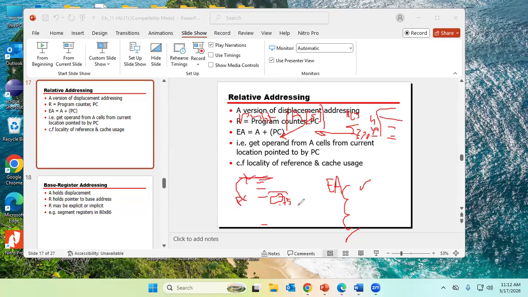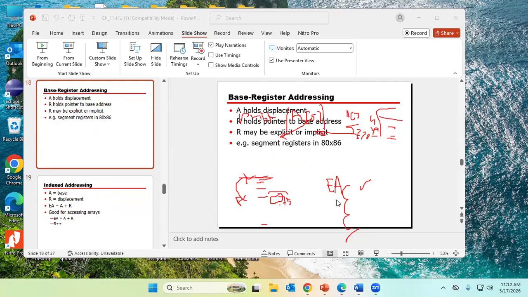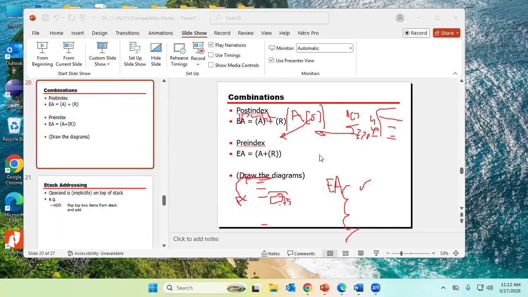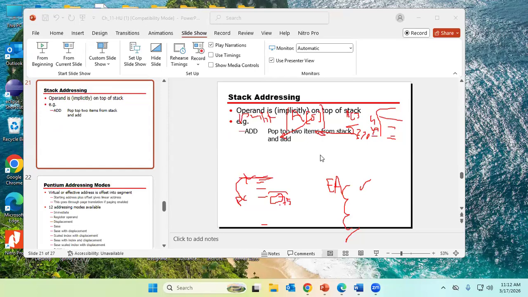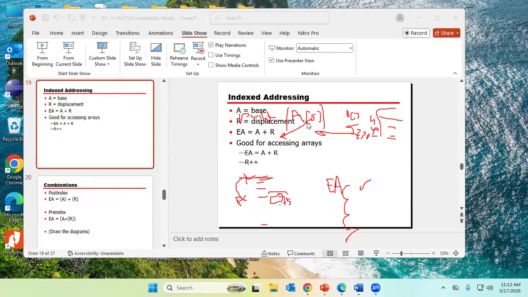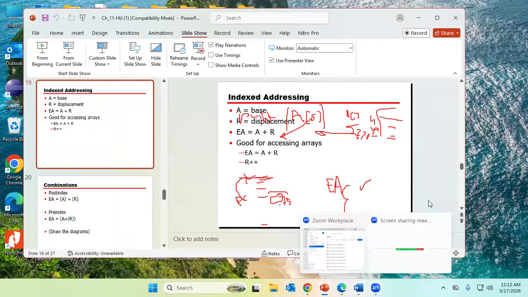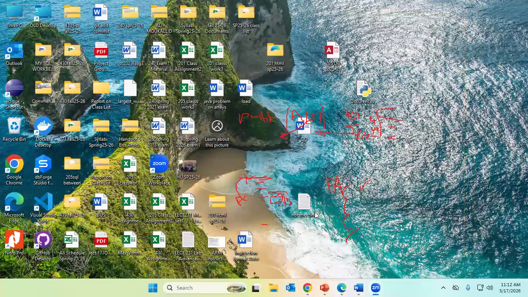I stop this and I go down. Base register, displacement, pointer to base, may be explicit or implicit, segment registers, index addressing, a combination of this and that, guys. These addressing modes don't have examples. So what I did is I prepared a small document. I was not able to post it, and I finished it a minute ago. Where is the document? Let me see.